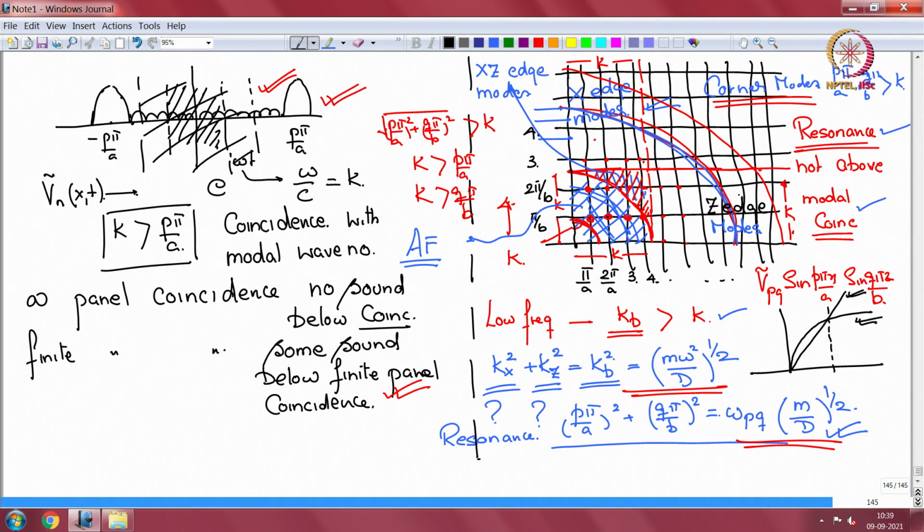And beyond that, what happens is all these modes below the red line become coincident. I mean, they move above their respective coincidences, and some of them become resonant also. So you have some modes in their resonant and above coincidence radiation. So that's how the panel radiation picture looks. Okay.